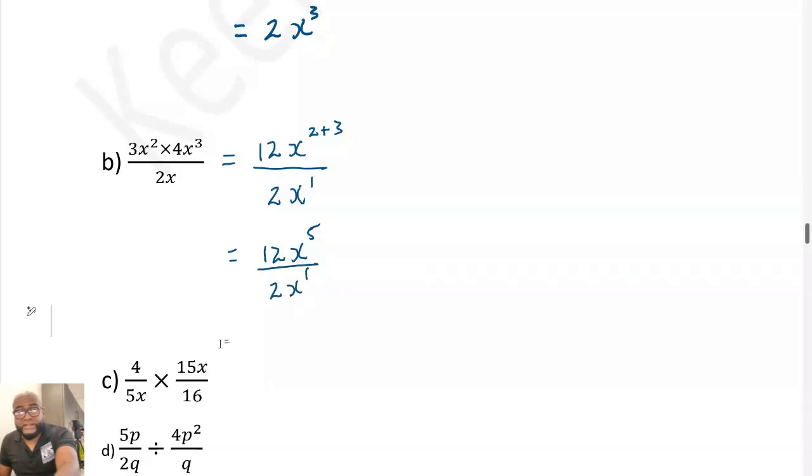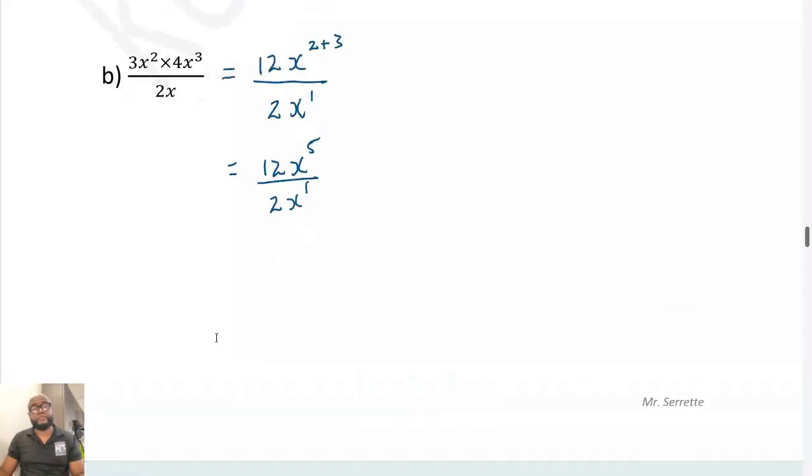right? What do we do now? What is the next step? We divide the whole numbers. 2 into 12 is, and what do we do with the powers of x when we are dividing? Subtract. Excellent. So this will be 5 subtract 1. This answer will be 6x to the power of 4.